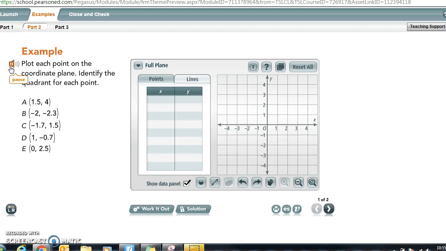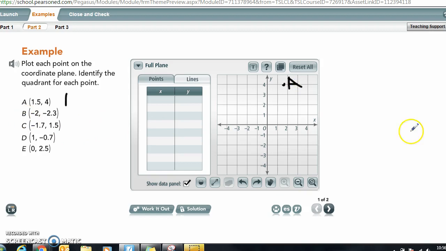Plot each point on the coordinate plane. Identify the quadrant for each point. So when you go ahead and get started with this one, I'm going to take point A, which will be at (1.5, 4). So that means it can walk 1.5 over, somewhere in between 1 and 2, so right here, and it goes up to 4. So I'm going to make a dot at (1.5, 4). I know that'll be A, so go ahead and do that. That'll be in quadrant 1, so I'm going to draw a 1 right here. And right next to that, draw an A.